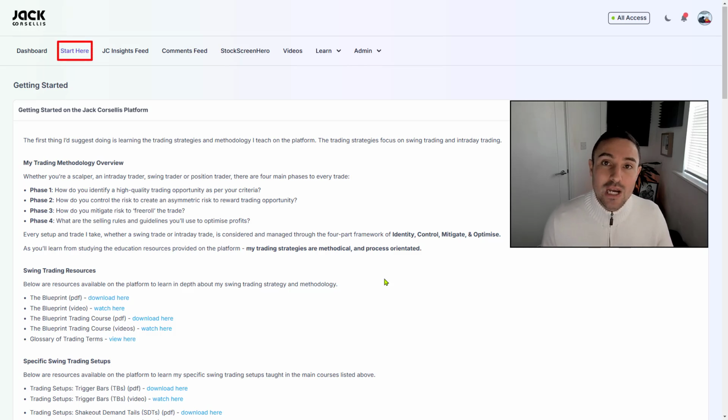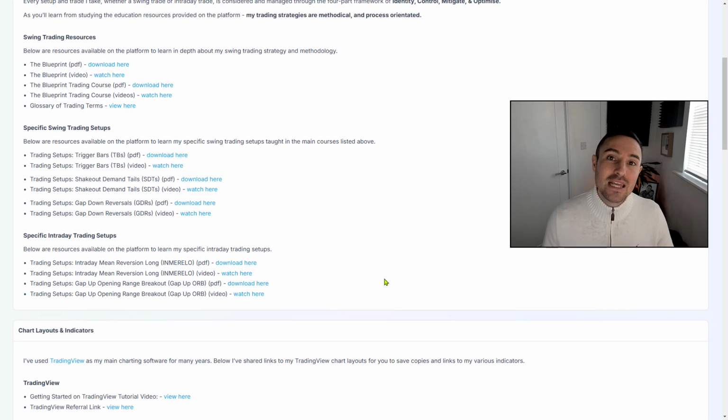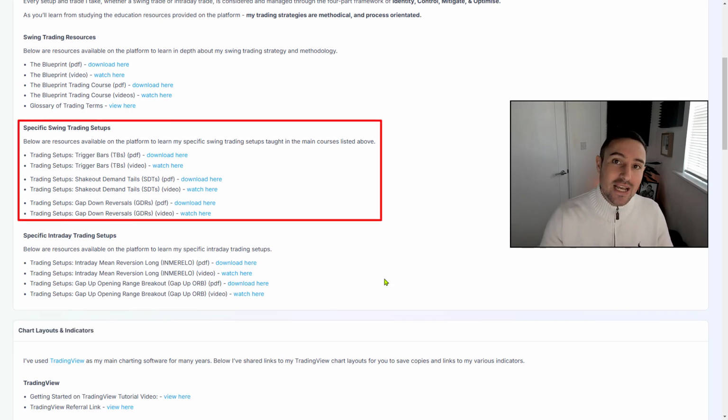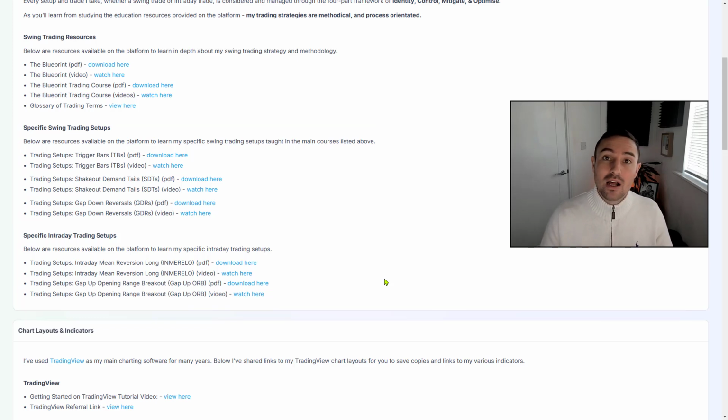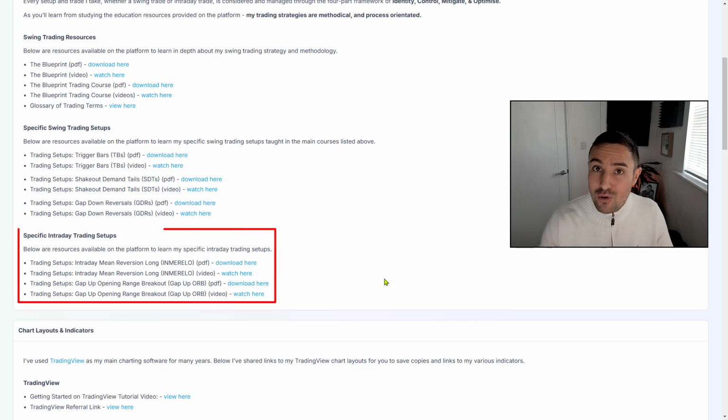If you've watched my YouTube channel for a little while, you may be familiar with some of the swing trading long setups that I target that I call trigger bars, shakeout demand tails, and gap down reversal bars. However, there's a couple of other setups that I also target on the long side. These are known as intraday mean reversion long setups, which are called In Morellos, and also gap up opening range breakouts, so gap up ORBs.